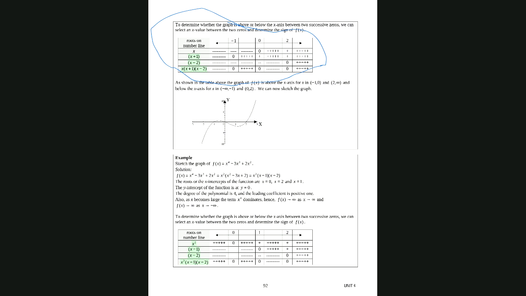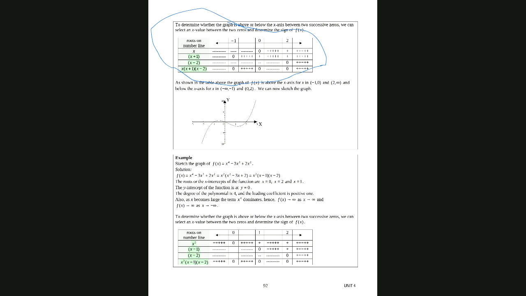Between negative 1 and 0, I can pick a number like negative half. If I put negative half, it will be negative, positive, negative. Negative times positive times negative, I will get positive. Then at 0, I'll get 0, positive, negative. 0 times positive times 0, I'll get 0.